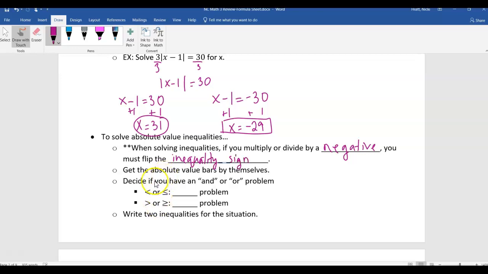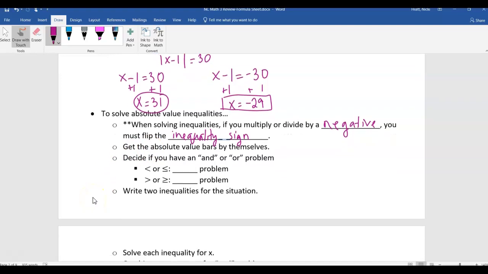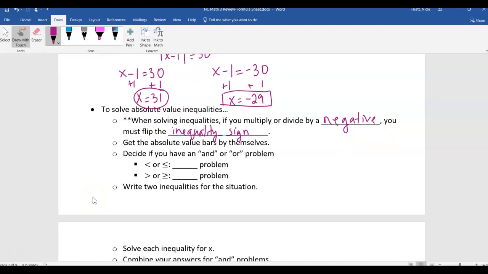Okay, so the first step is still to get the absolute value bars by themselves. For these, you're either going to have an and problem or an or problem, where you're looking for either where they overlap or you're just counting the two pieces together. So if you have a less than or a less than or equal to, that is an and problem, and you're looking for where the lines overlap.